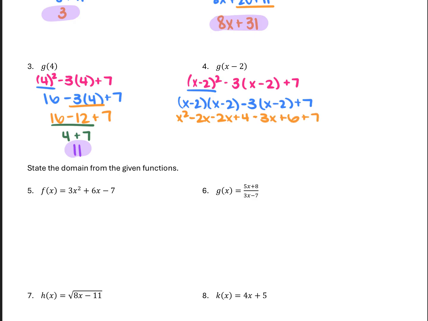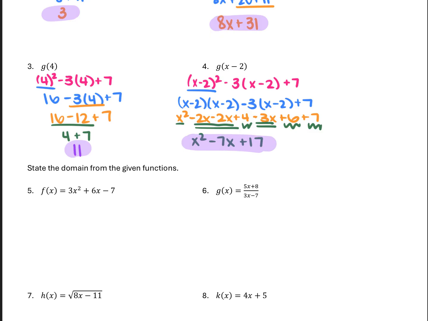From here, we're just going to combine like terms. That x squared is going to drop down. You then have the negative 2x minus 3x, which is going to give us negative 4x minus 3x is negative 7x. And then you have the 4 plus 6, which is 10, plus 7 is 17. So that's x squared minus 7x plus 17.